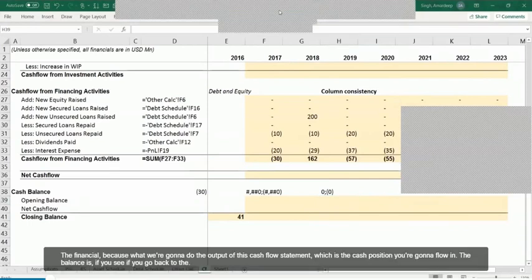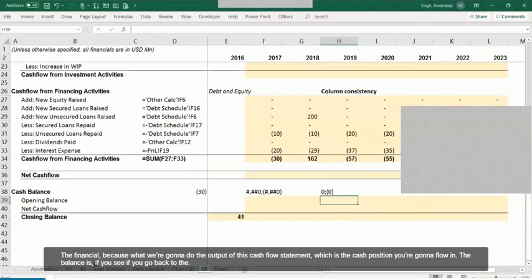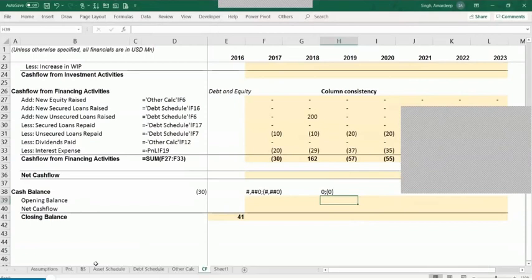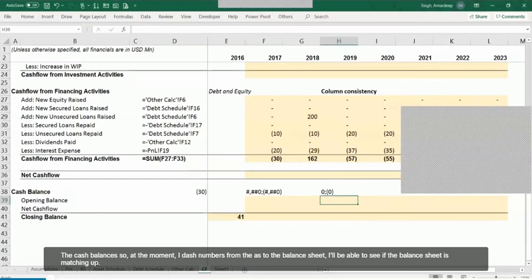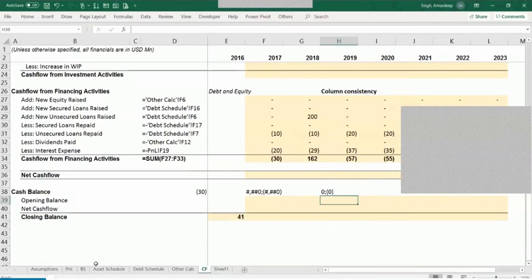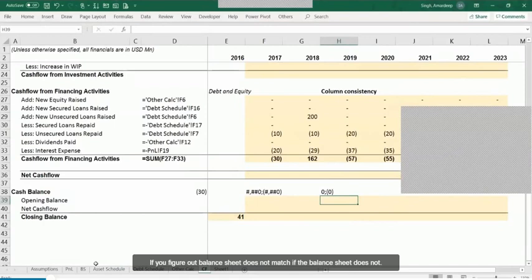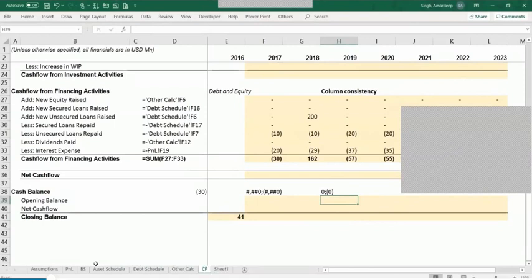Because what we are going to do, the output of this cash flow statement, which is the cash position, we're going to flow in the balance sheet. If you go back to the balance sheet, you would notice the cash balance is missing. So the moment I flow the cash number from the CFS to the balance sheet, I'll be able to see if the balance sheet is matching or not. If the balance sheet does not match, it's an indication there is an error.